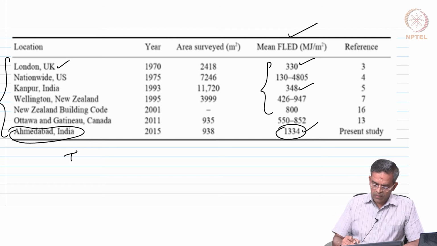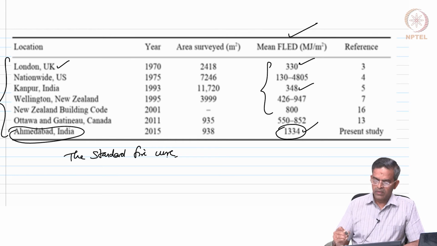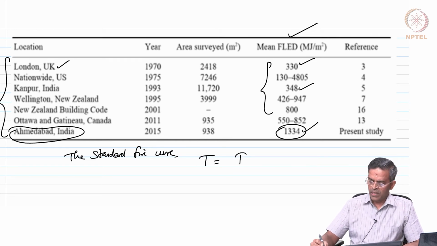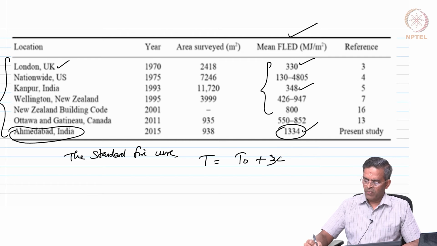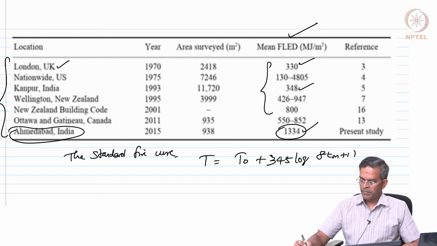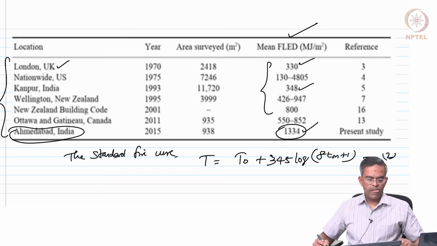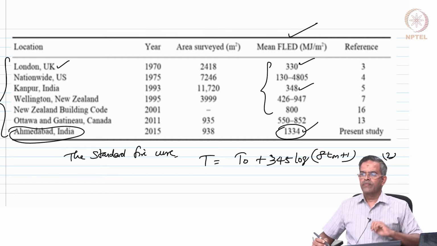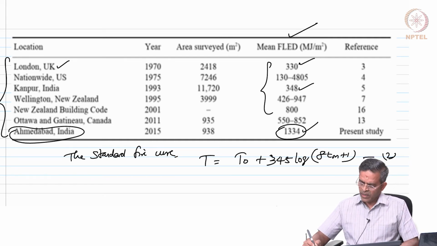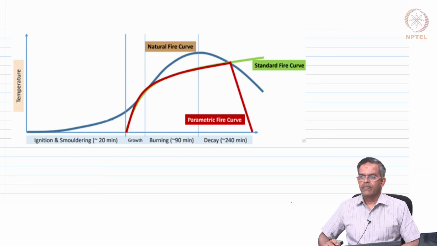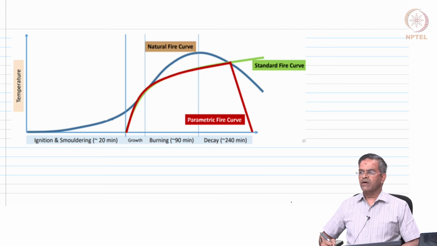Okay. Now, for the standard fire curve, T is given by T0 plus 345 log of 8t plus 1 for the standard fire curve. We will call this equation number 2. Okay. Now, look at this fire curve back again. It says that the natural fire curve has got a cooling phase, is it not?